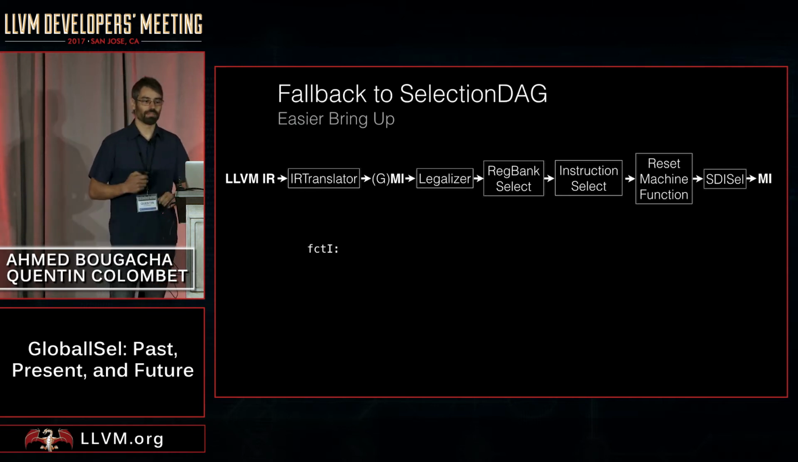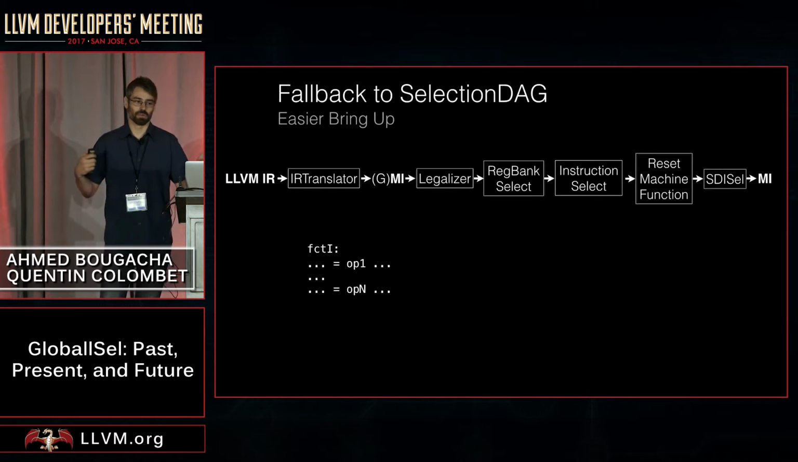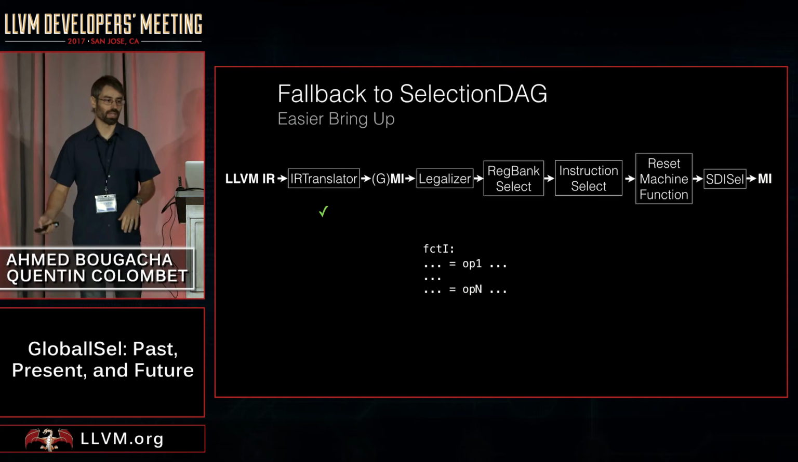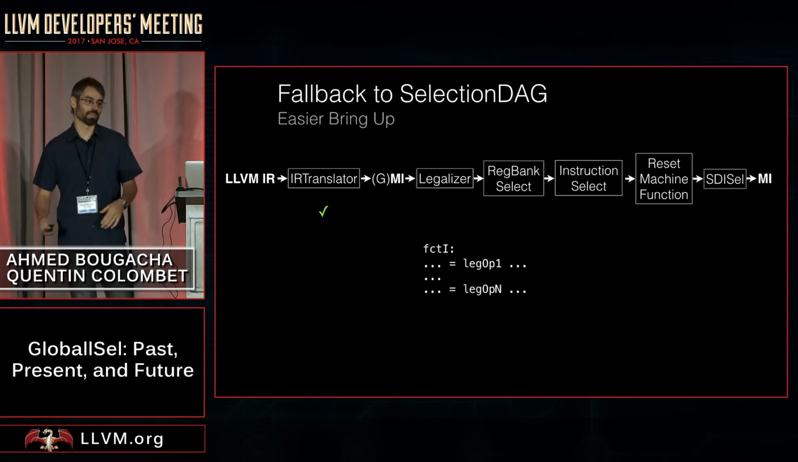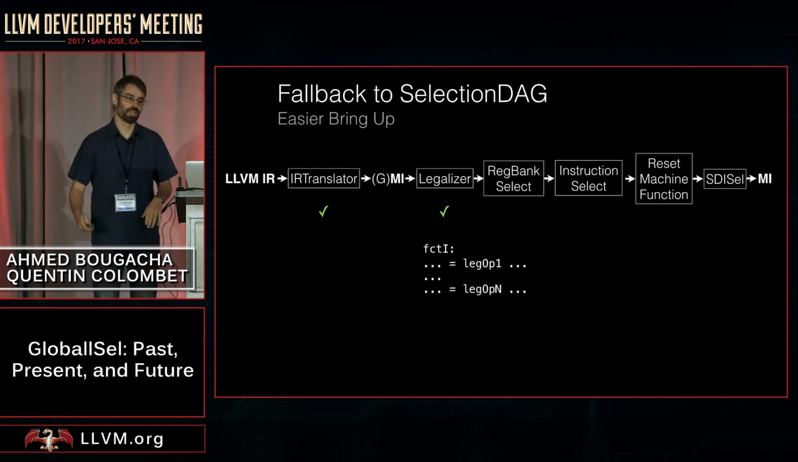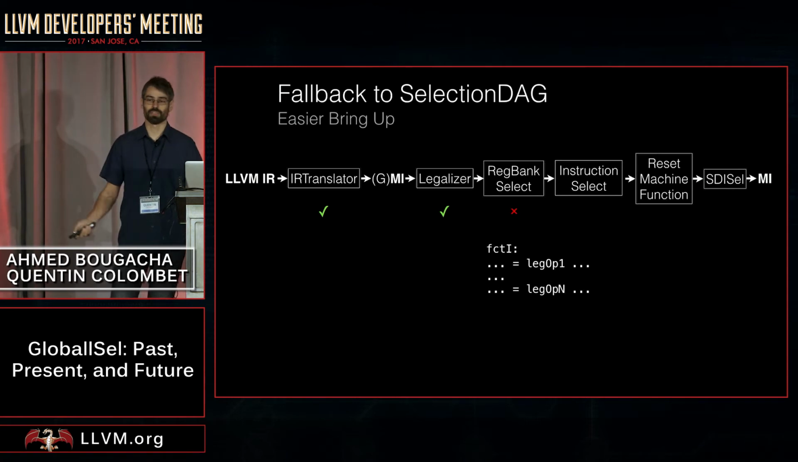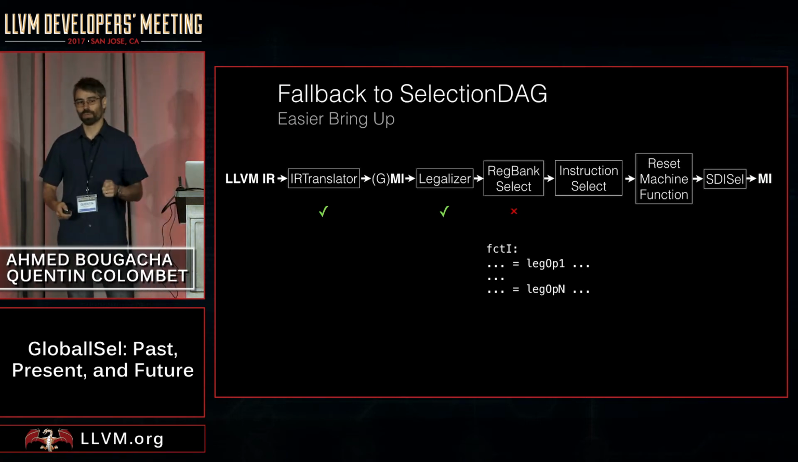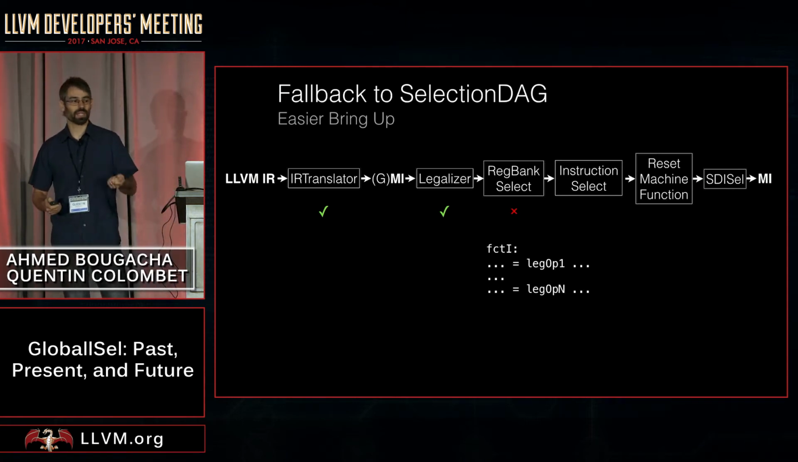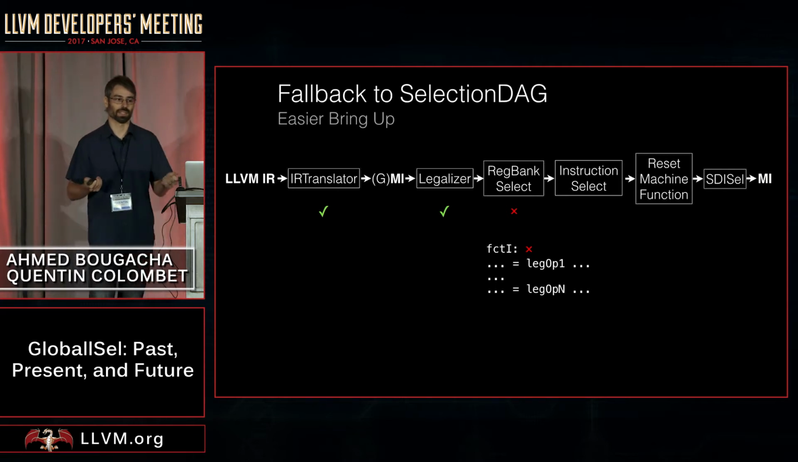Let's say we have this function that we said is going to fail. The IR translator does some stuff about it. It may work. Then it moves to the next pass. It does some stuff. It may work. Then it moves to another pass, and maybe it fails. At this point, the pass that failed is going to annotate the function using the machine function properties that already exist in LLVM to say that, okay, this function failed for GlobalISel.